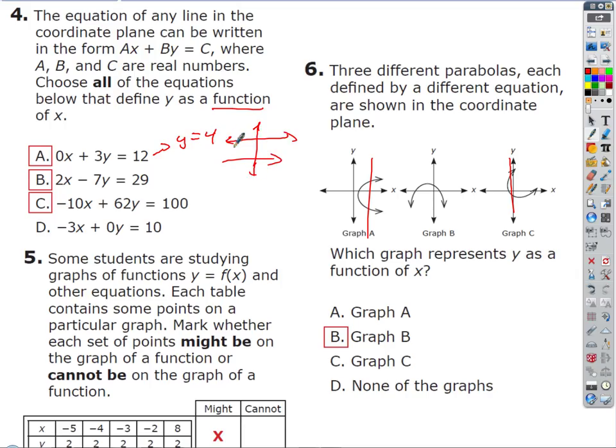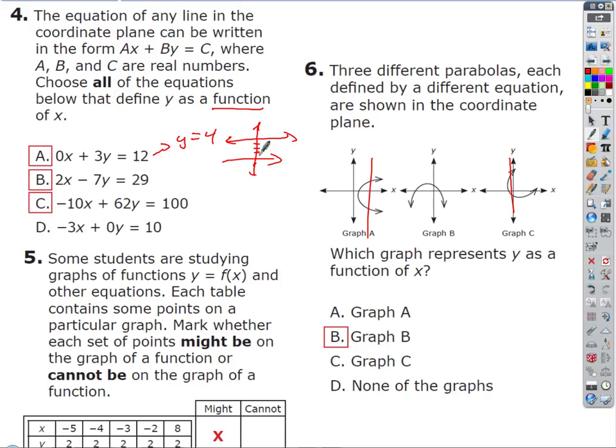That's just a line that goes through 4, right? And it's horizontal. So if it's a horizontal line, does it pass the vertical line test? Sure, right? So it's a function, right? The other way you can think about it is if y is always equal to 4, then each x value only has one y value that goes with it, right?